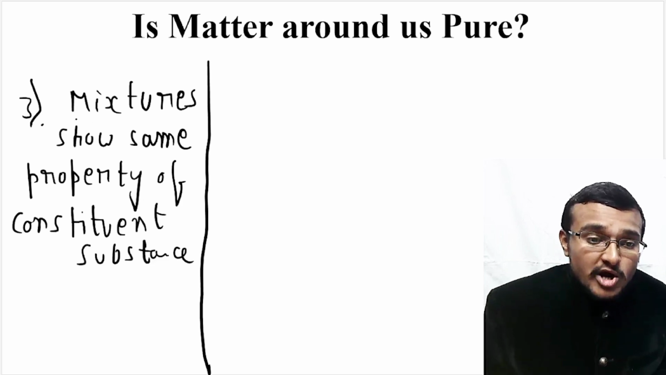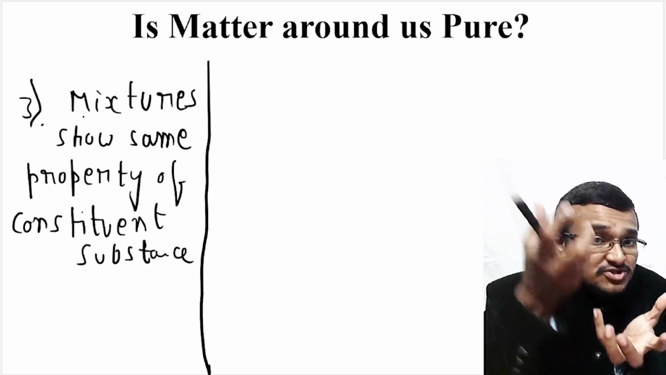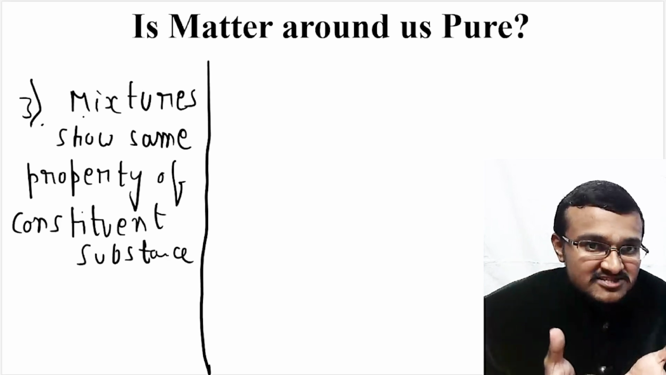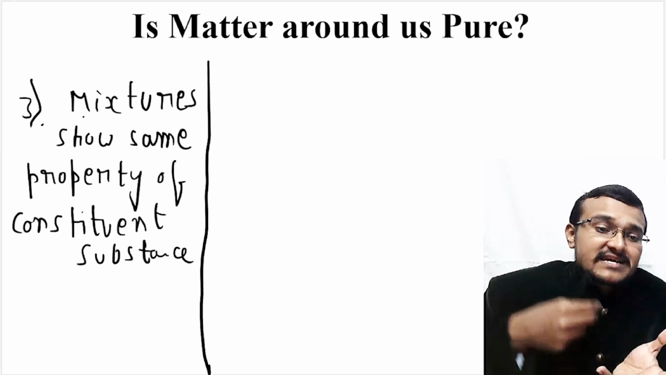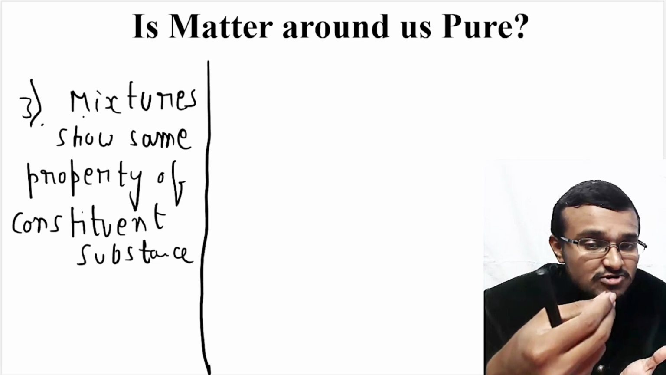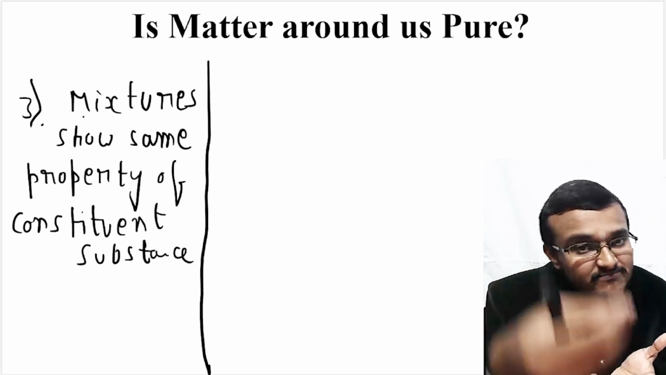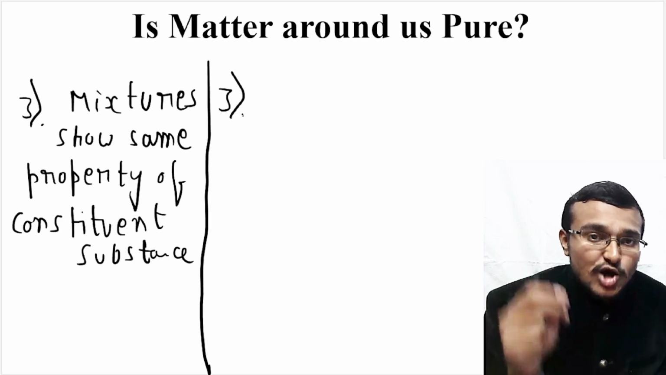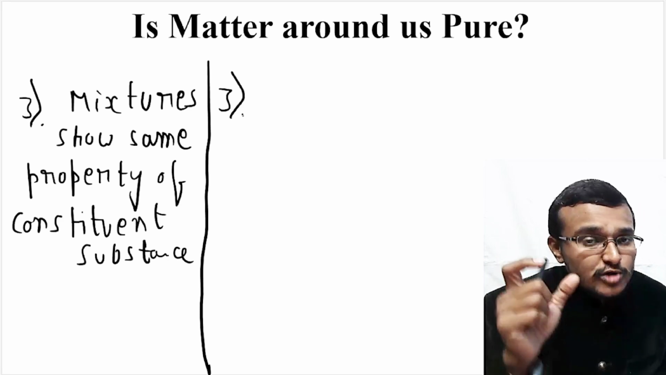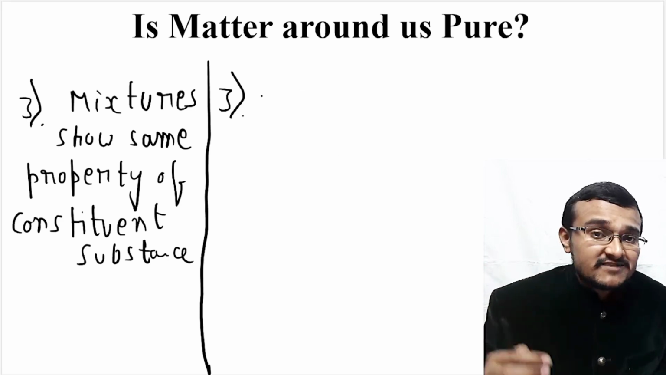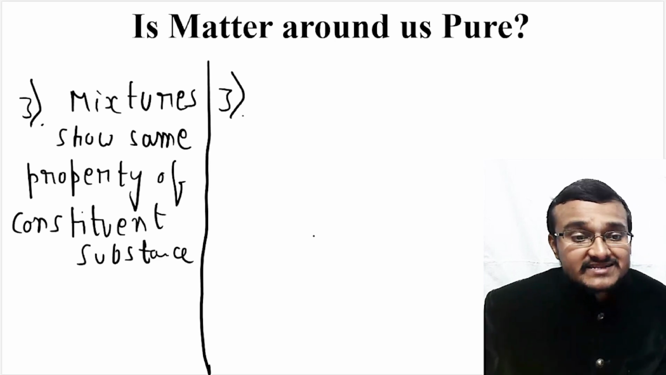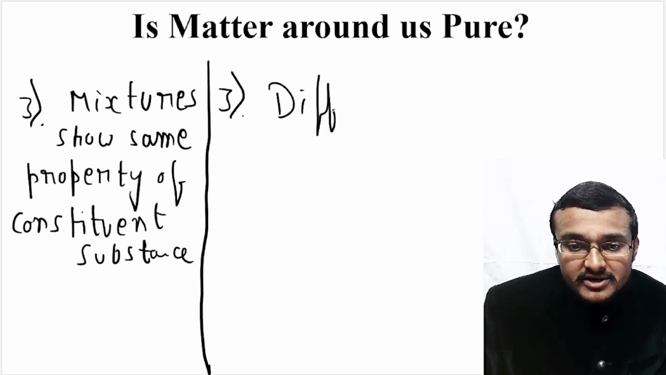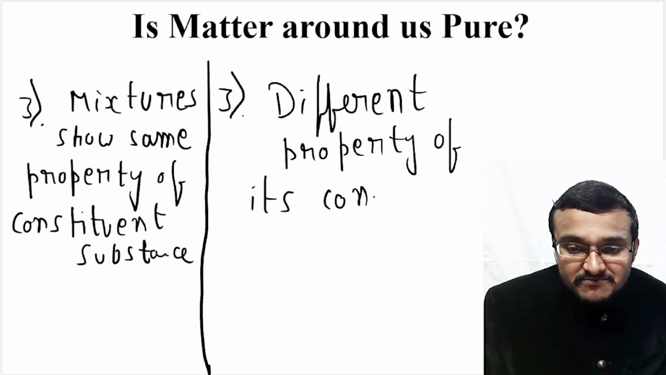That means whatever initial elements or compounds you are mixing together to form a mixture, whatever the chemical nature of those initial elements or compounds was, that chemical nature will be there in the mixture as well. But in compounds, when you mix two or more elements together, a new compound is formed, and this new compound will have different properties from its constituent substances.